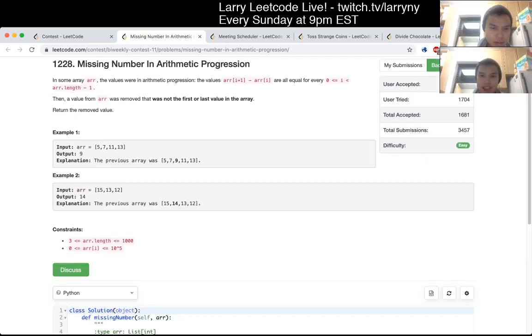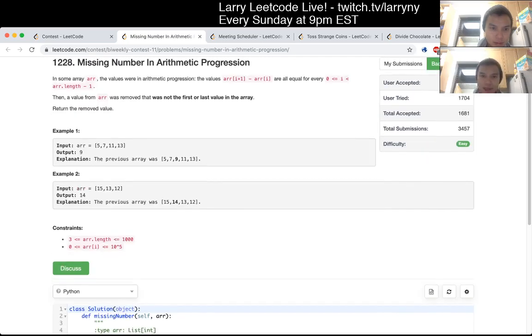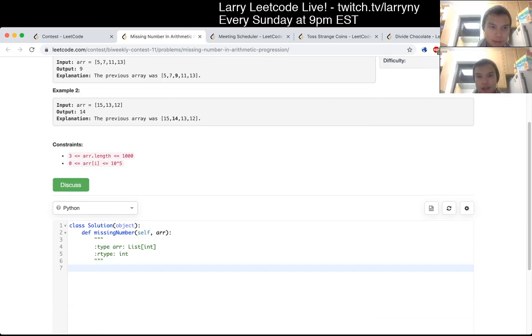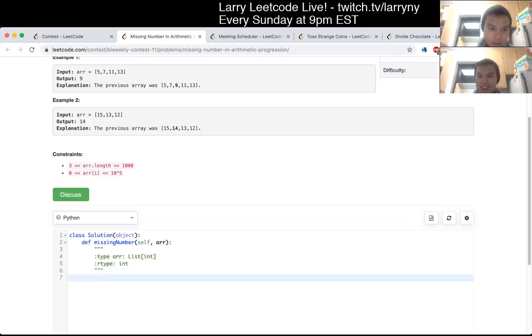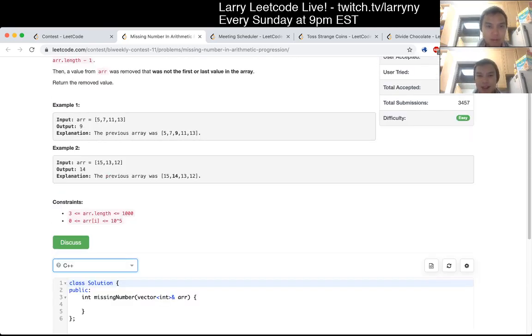The thing I did notice is that the missing value cannot be the first or the last element. So that means the delta has to be either the difference between the first two elements or the last two elements, right? And we just try to fit that in, and if it fits either of those cases, then it's true.